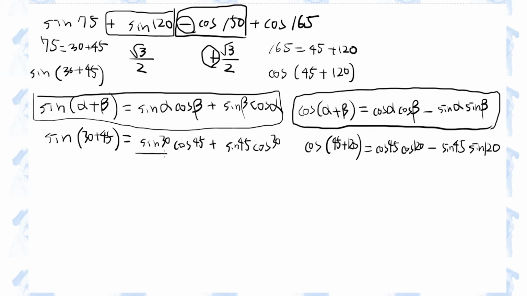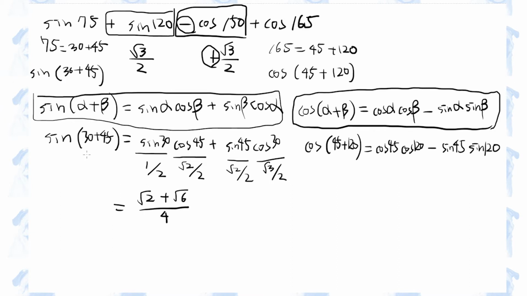Now sine 30 degrees is 1/2, and cosine 45 degrees is root 2 over 2, and sine 45 degrees is also root 2 over 2, and cosine 30 degrees is root 3 over 2. So sine of 30 plus 45 degrees is root 2 plus root 6 over 4.